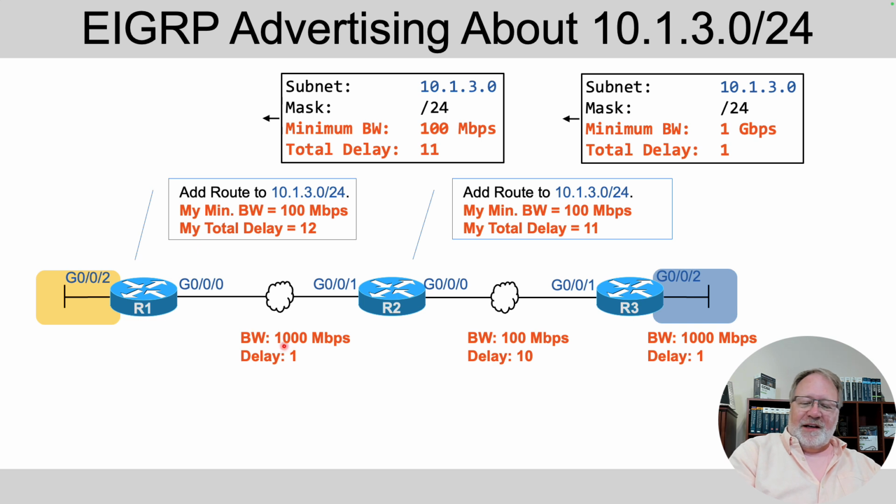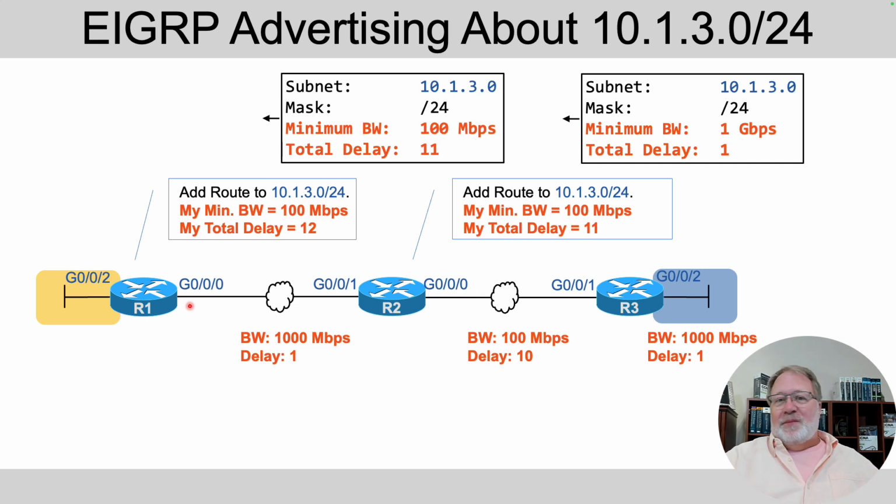Well, its link from R1 to R2 is a 1 gigabit per second link with a delay of 1. So its minimum bandwidth is still 100 meg. That is 1 gig, 100 meg, 1 gig. So the minimum is 100 meg, but the delay is a little more than it was with R2 because we added delay 1 for this interface off of R1.